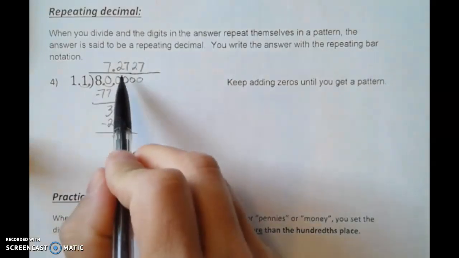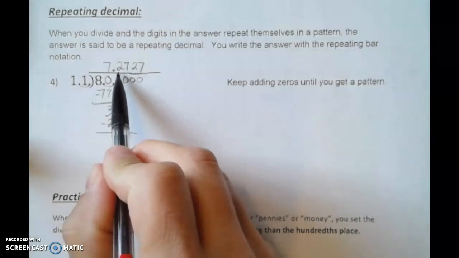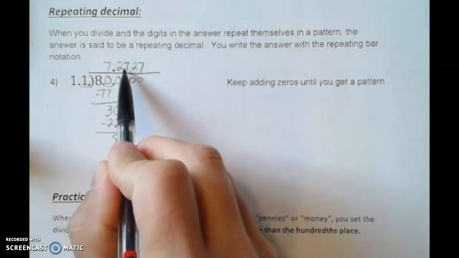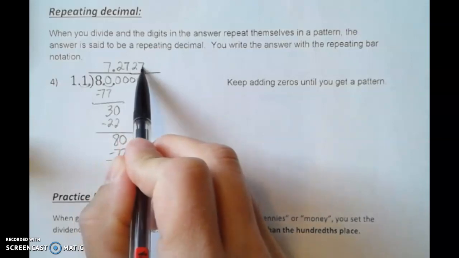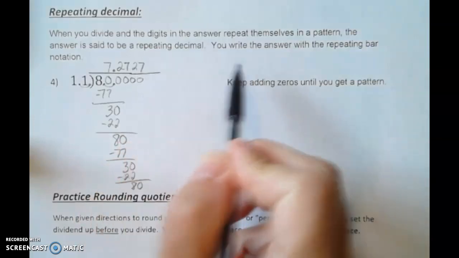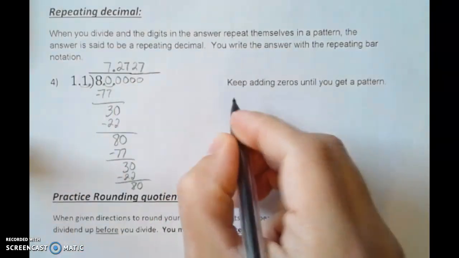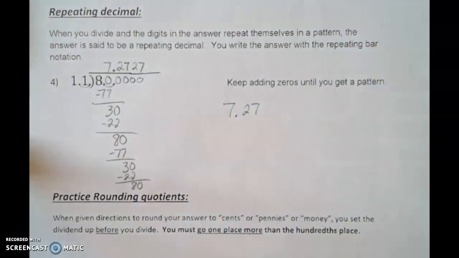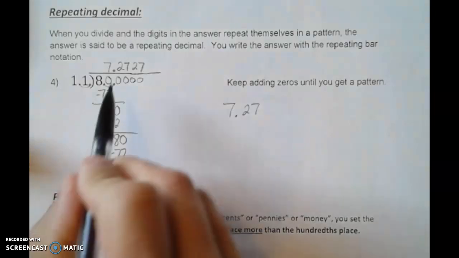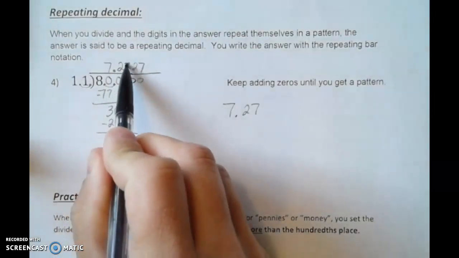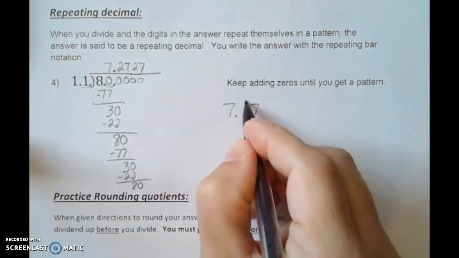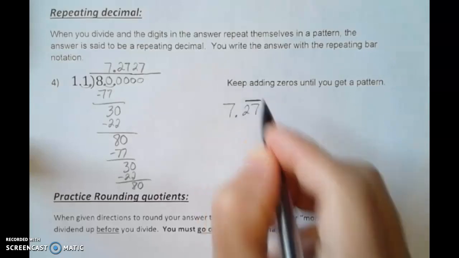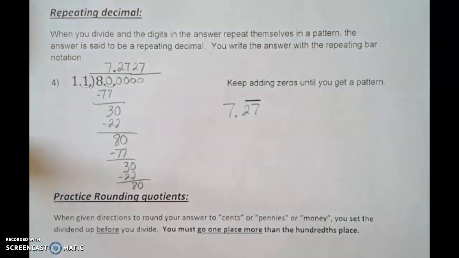Okay, so if I look at my number up here, it starts to repeat after the hundredths place. 2 7, and then I have another 2 7, and then if I kept going, I'd have another 2 7. So all I'm going to do, I'm going to write 7 and 27 hundredths. Okay, and then I'm going to have to put the bar over the 2 and the 7 since they both repeat. So like this right here, and that's going to be the answer to our problem. 7 and 27 hundredths repeated.